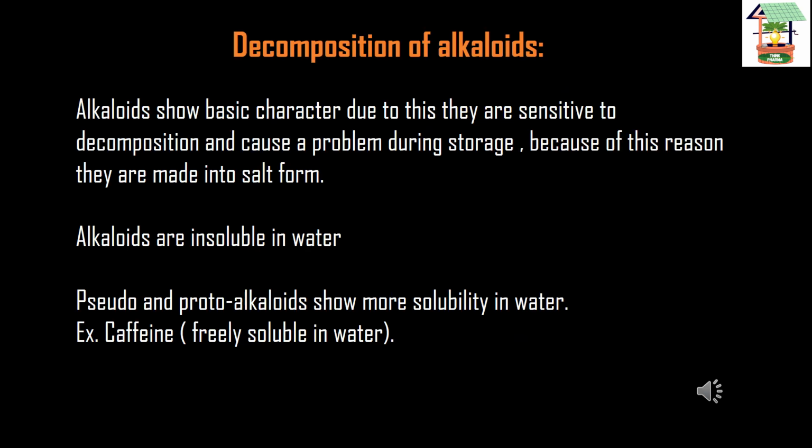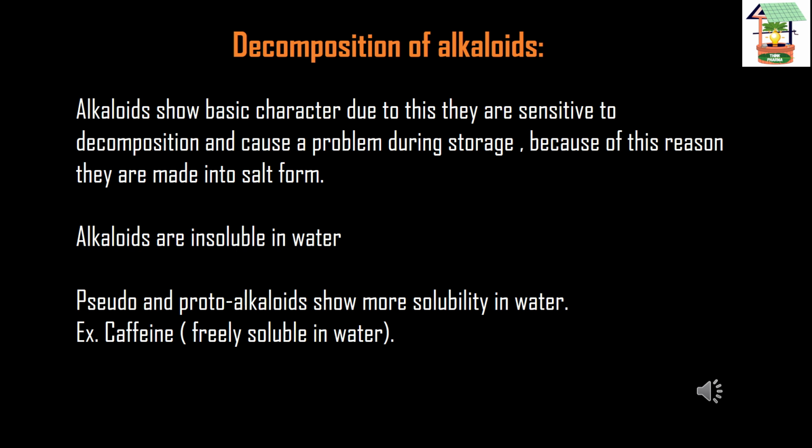Moving on to the decomposition of alkaloids. As in the properties we have already discussed, these alkaloids can be easily degraded when we expose them to air and light. These are very sensitive to decomposition, and it causes a problem during storage. Because of this reason, they are made into salt form and stored. If these alkaloids are in salt form, they will not get degraded. Other than in salt form, the alkaloids will get degraded when exposed to light and air.